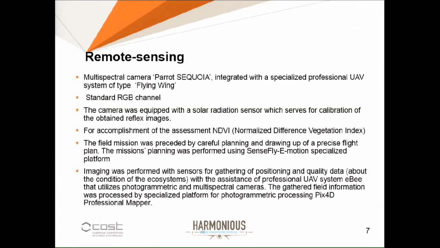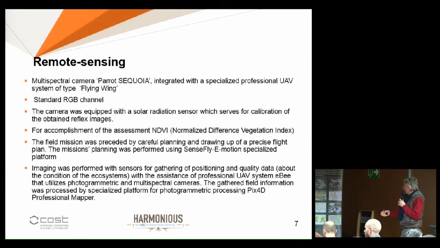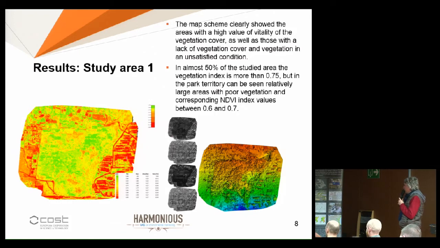These are technical details about the devices which I use, but I said I'm not an expert. I just say this to prevent some questions, because I'll not be able to give you more technical details. At the end of my presentation, you can see that it's a part of a paper which is in press. So if somebody is interested, just let me know. I'm going to send them a link to go into more details. As you can see, a multispectral camera integrated with a specialized professional unmanned aerial vehicle system of type Flying Wing was used in this study. It captures RGB channels. The focal part of this study is the assessment of NDVI. These are results in short. The first study area.